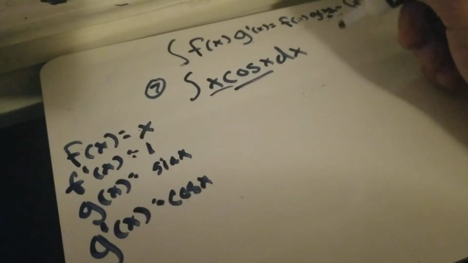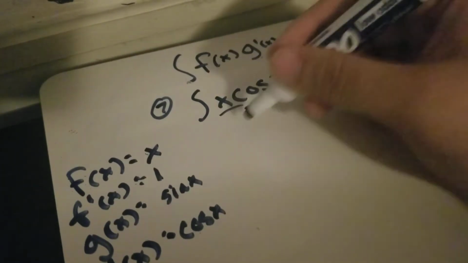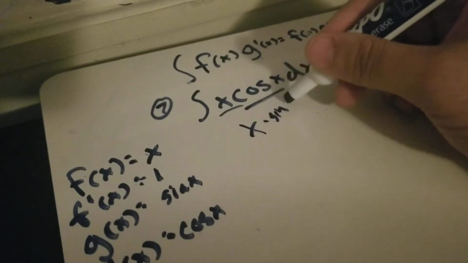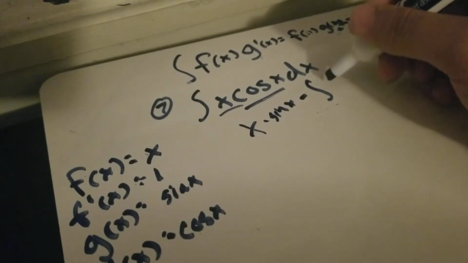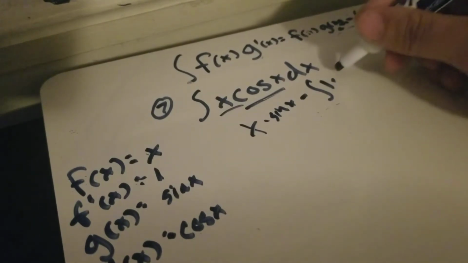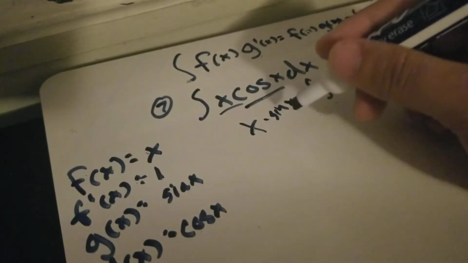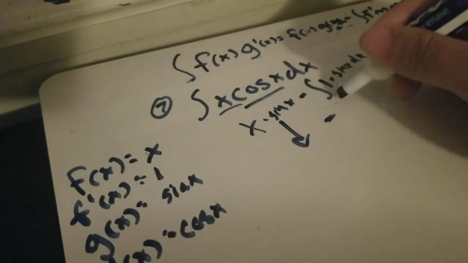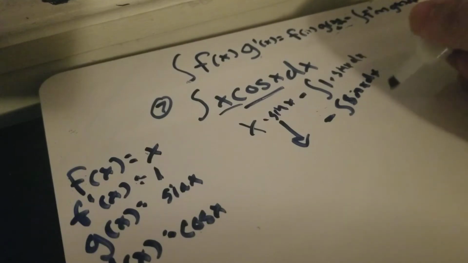So let's go through this. All the ducklings are in order. Let's put them. So x times g of x is x sine x minus the integral of f prime, which is 1, times the g of x, which is again sine x, dx. Okay, so x sine x, that's not going to change for a while. So this is just simply sine x dx.